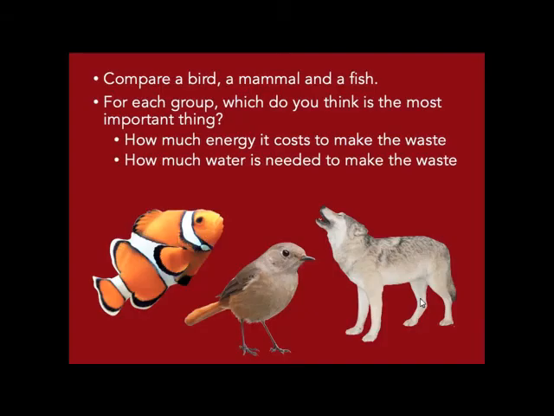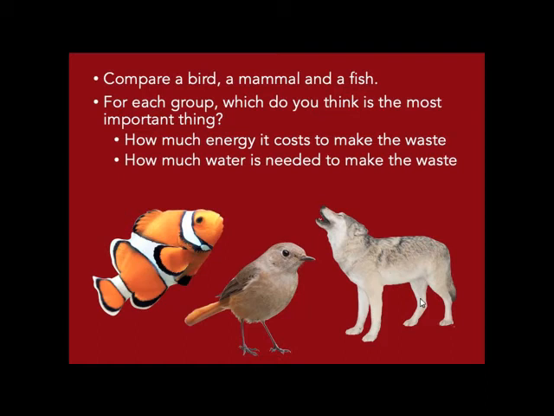Okay, so let's think about a bird, a mammal, and a fish. I like to think about birds all the time. Yes, I can understand that. For each group, what do you think is the most important thing? Either how much energy it costs to make the waste, or how much water is needed to make the waste? Well, as a dog, it's pretty easy to get water, but if I was a fish, it would be even easier to get water. Yeah, that's true. So fish have lots of water. So do you think fish are more worried about how much water they need or how much energy they need? They probably worry more about how much energy they need.